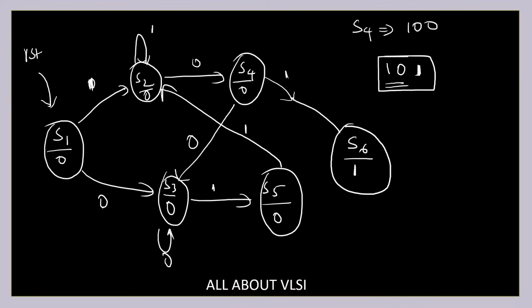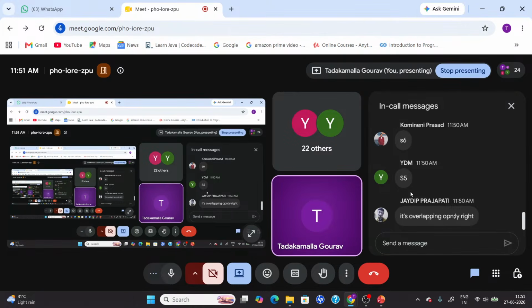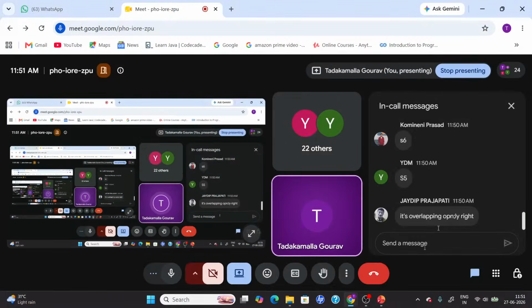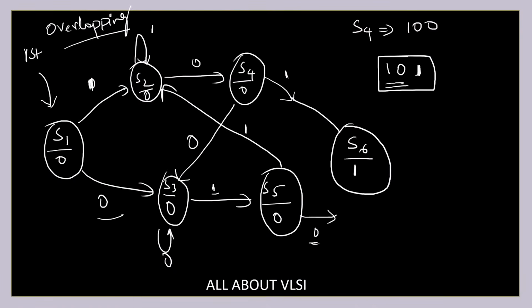In Mealy, your output is dependent upon the input. Coming to this sequence 0, 1 followed by 0. If I get 0, where should I go? Should I take one more extra state over here? Yes, it is overlapping. This is overlapping. And if I get 0, 1 followed by 0, where should I go? Shall I take one more state? Or where should I go? What should be my next state?